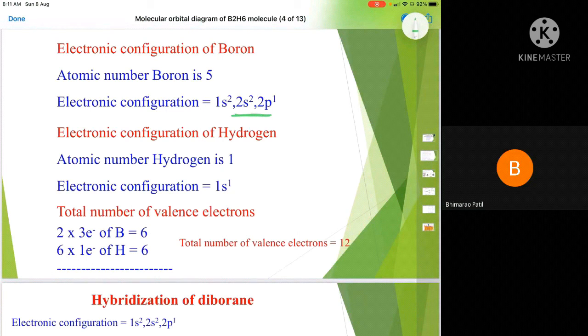Then the electronic configuration of hydrogen. The atomic number of hydrogen is 1, and therefore the electronic configuration of hydrogen is 1s1.